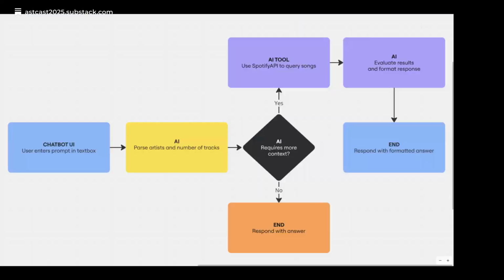So this thing here, our diagram, this is actually an agentic system. Why? Because it has the ability to reach out to Spotify and actually query songs. So this is an agentic architecture that we have here.